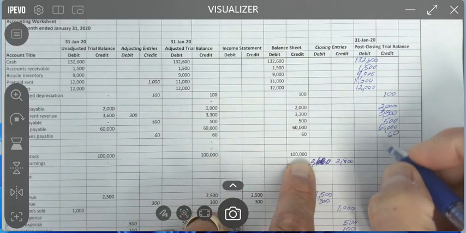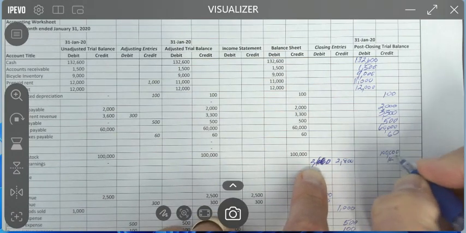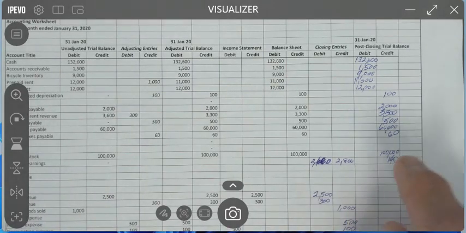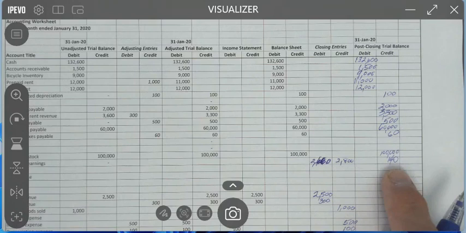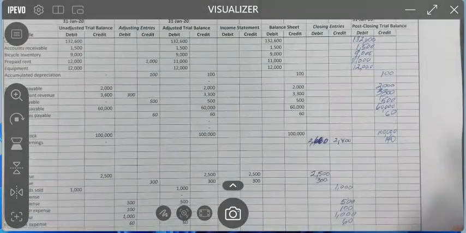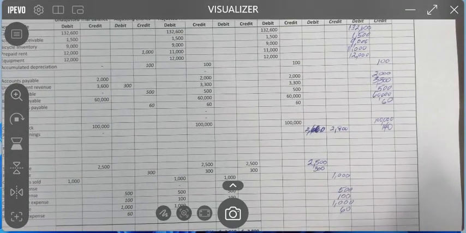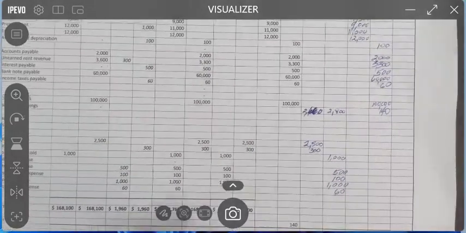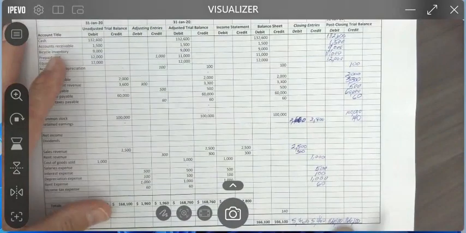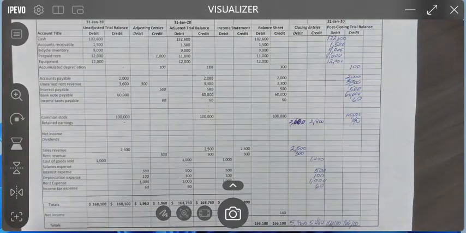The common stock has a balance of $100,000, and retained earnings now has a balance of $140,000, and that's where it'll start next period. And then when we have new revenues, new expenses, we hopefully will add to that amount. And that's the closing of those balances. And if you add up those columns, you're going to get a balance of $166,100. And that is our accounting worksheet.